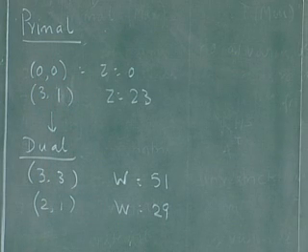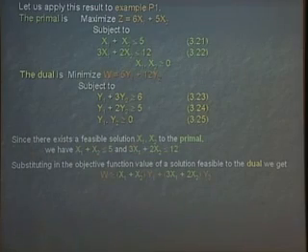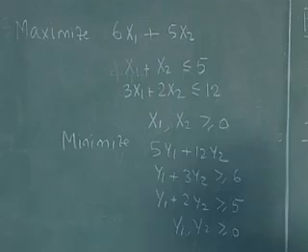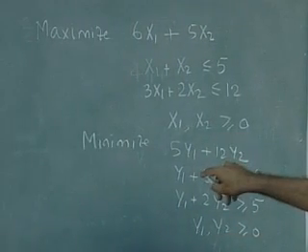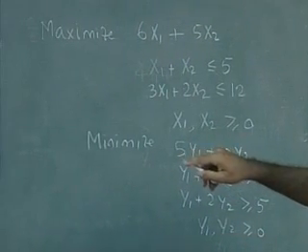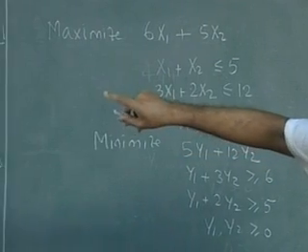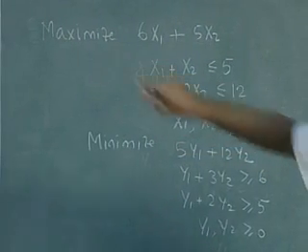Let us go back and look at some more aspects of the weak duality theorem. Now we have written the primal and dual of the problem, and there exists a feasible solution (x1, x2) to the primal, assuming that there exists a feasible solution. Now we have x1 plus x2 less than or equal to 5, 3x1 plus 2x2 less than or equal to 12. So every feasible solution to the primal should satisfy these two. Now if there is a feasible solution to the dual, substituting the objective function value of the feasible solution to the dual we will get the following.